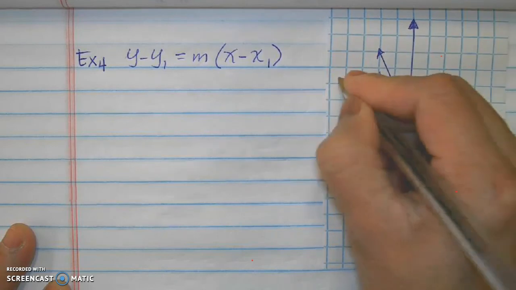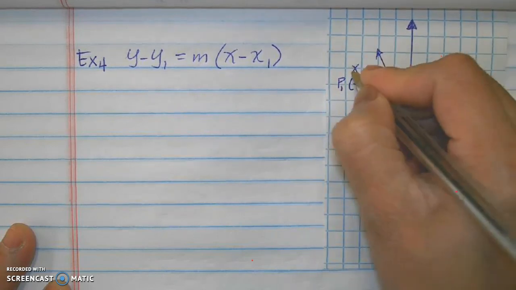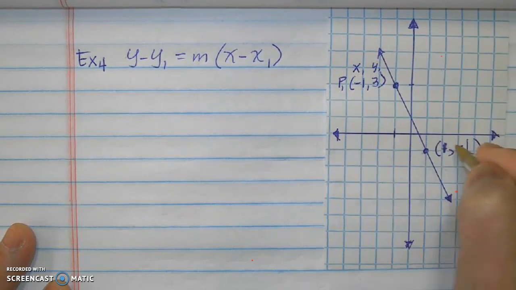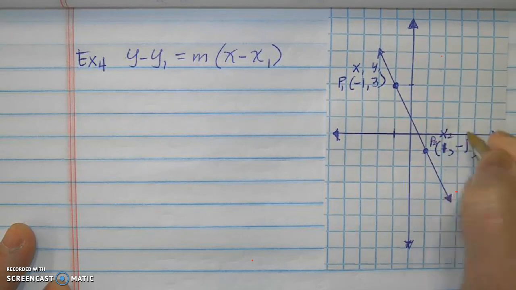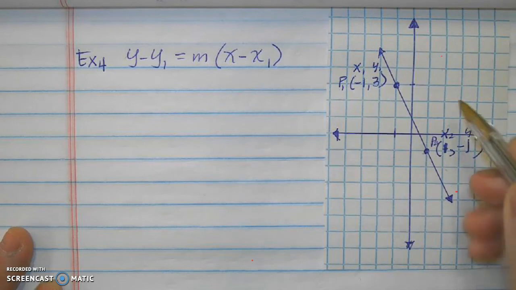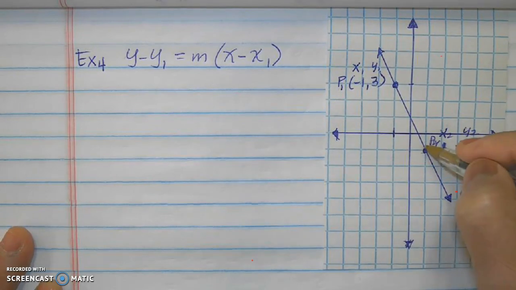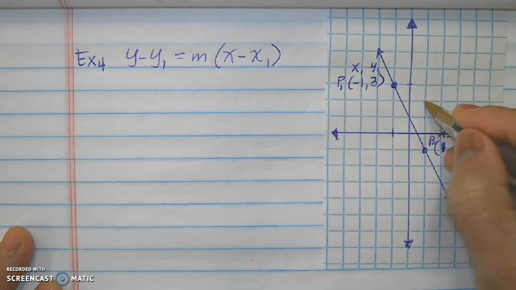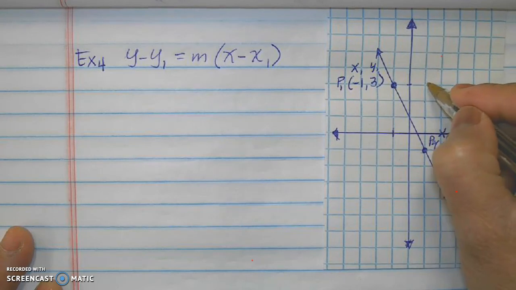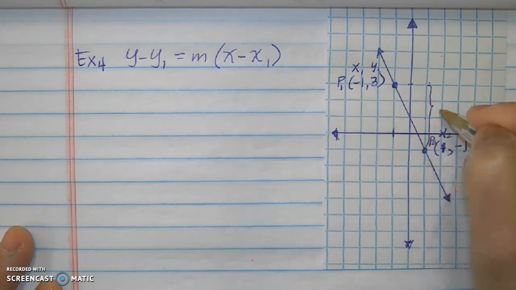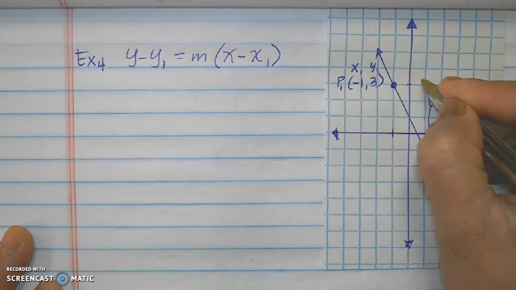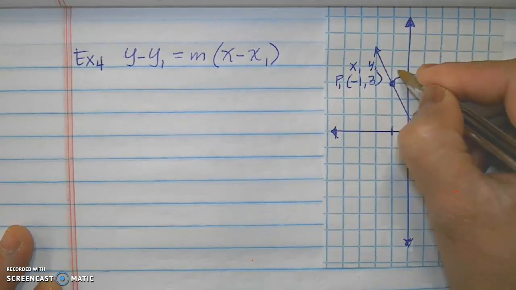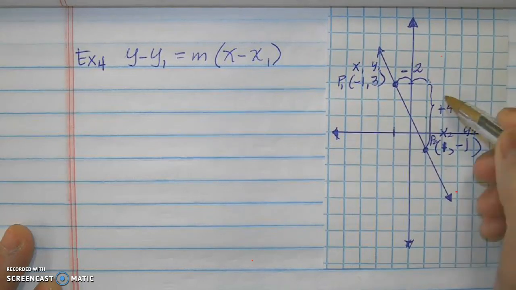So I'm going to call this my P1, which is my x1, y1. This is my P2, which is my x2, y2. I'm going to see if I can do my rise over run here. 1, 2, 3, 4. My rise is 4. That's positive 4 because I went from here up. And my run is negative 2 because I went to the left.